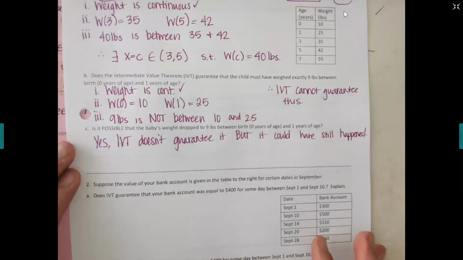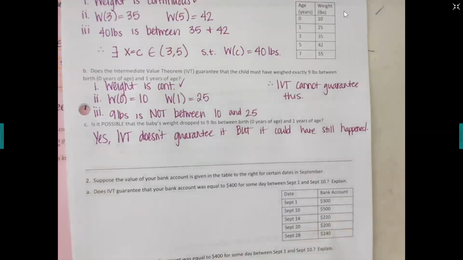So when you do your homework, and it's online, there's a drop-down menu that when IVT doesn't apply, there's going to be an option that says IVT guarantees the baby never hit 9 pounds. That's not a thing. You can't promise it didn't happen. You can only say for sure it did, or maybe it did. You can never say that it definitely didn't happen. Existence theorems never disprove something happened. They can just say maybe it did, but we don't know.